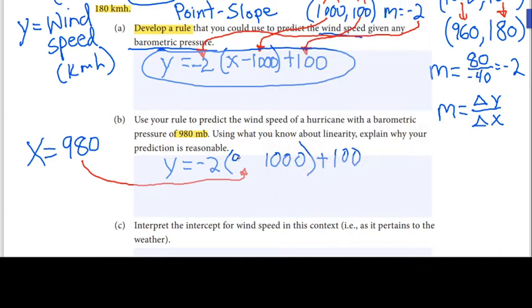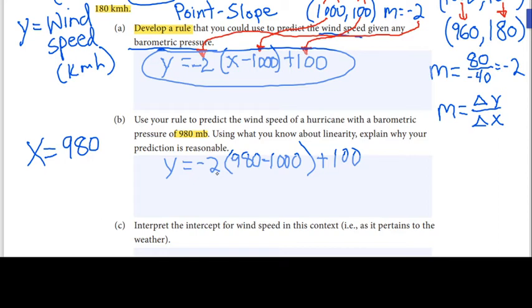All right, 980 right here. To rewrite this a little bit to fit it in. Minus 1,000. Okay? And now I can go ahead and get to work on solving this.